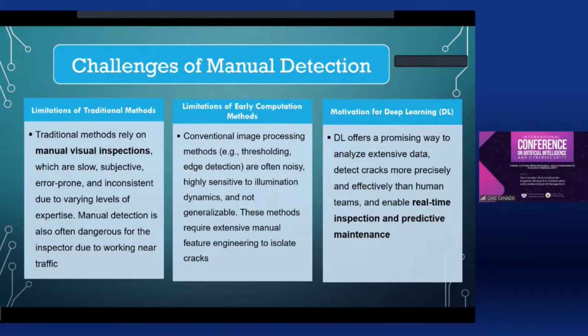Challenges of manual detection. Before the introduction of CNN, these tasks were being done in a more traditional way, like for instance manual inspection, which is definitely slow and subjective. For instance, someone goes in there to inspect the road. If two people go in there, they may come up with different conclusions or different reports. So that's a challenge there. And then you have computational limitations.